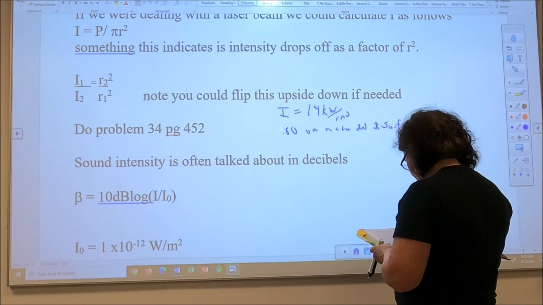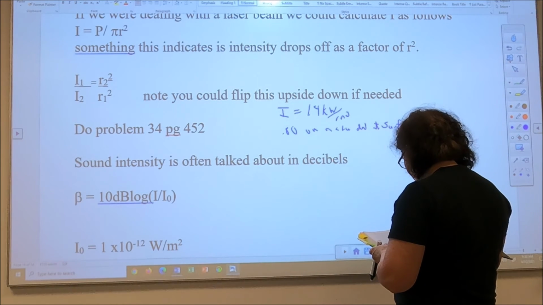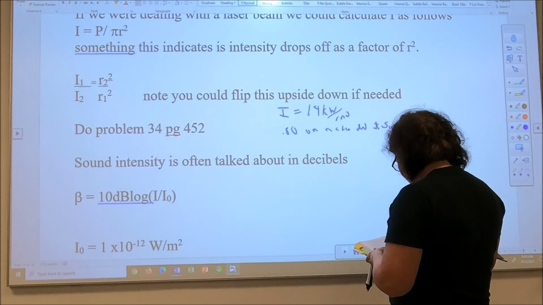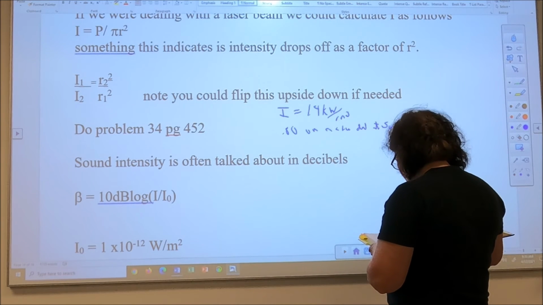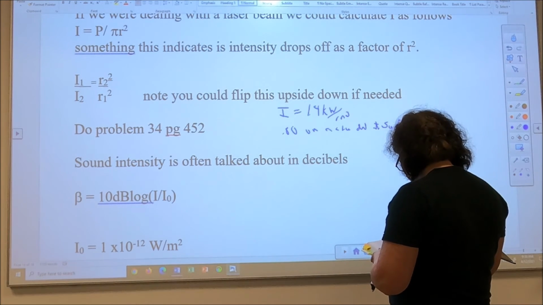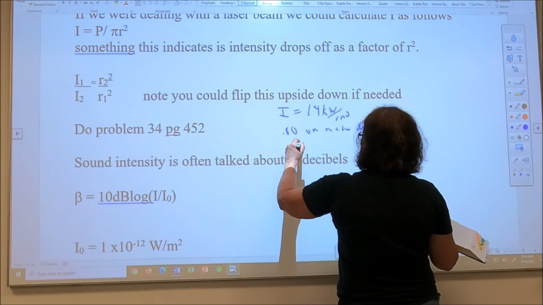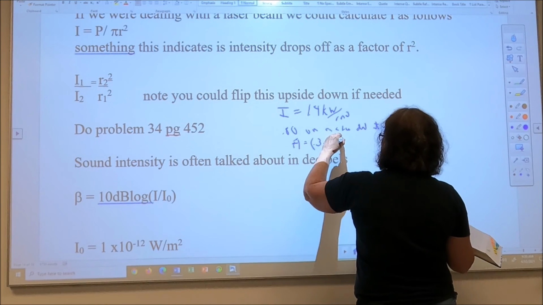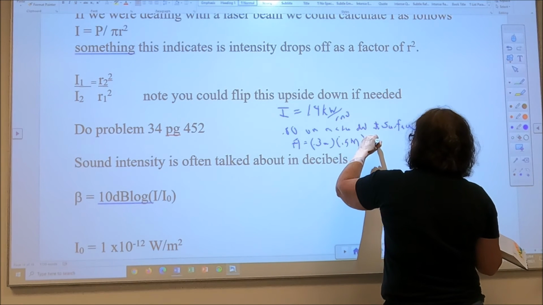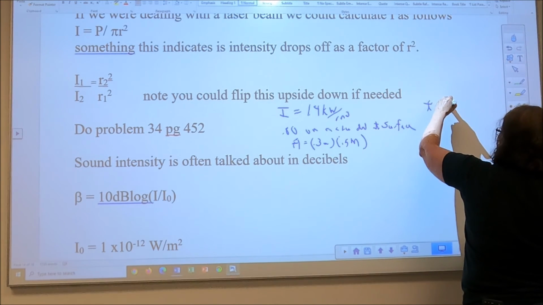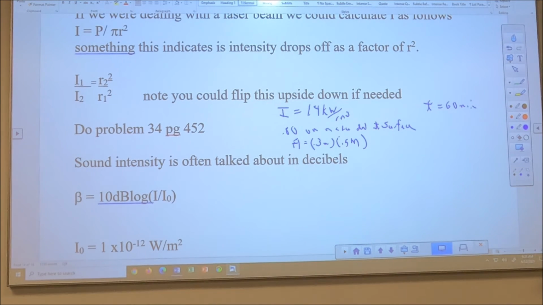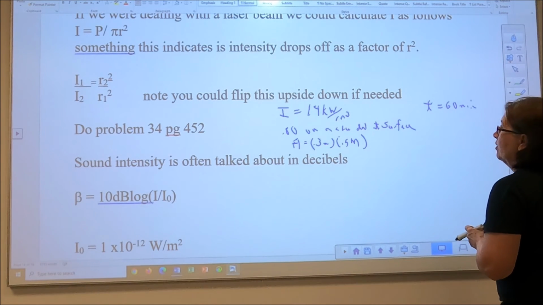It says, suppose you think of your back as a 30 centimeter by 50 centimeter rectangle. How many joules of solar energy falls on you as you're working on your tan for 1 hour? So the area we're dealing with is 0.3 meters by 0.5 meters, and we're talking about a time of 60 minutes. So I want to know the energy.